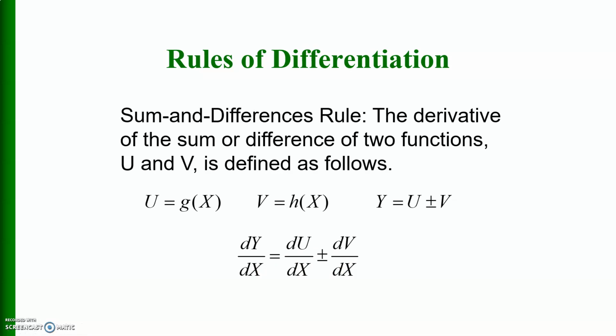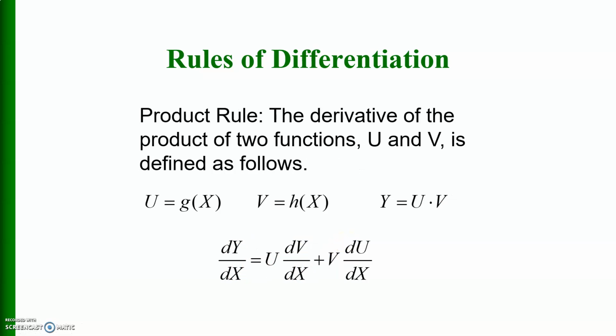Sum difference rule. The derivative of the sum or difference of two functions u and v is defined as follows. If u is some function g of x and v is equal to some function h of x and y is equal to u plus or minus v, then dy over dx is equal to du divided by dx plus or minus dv divided by dx. The product rule. If we have y which is equal to the product of two functions u times v, then dy over dx is equal to u times the derivative of v with respect to x plus v times the derivative of u with respect to x.